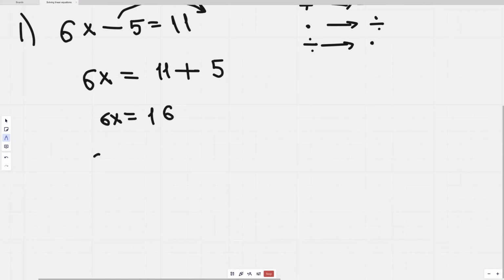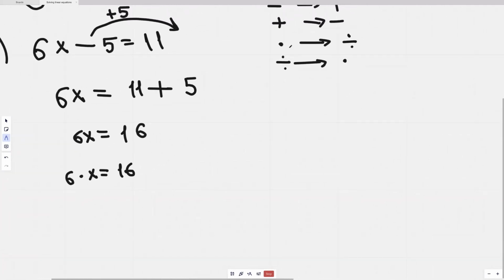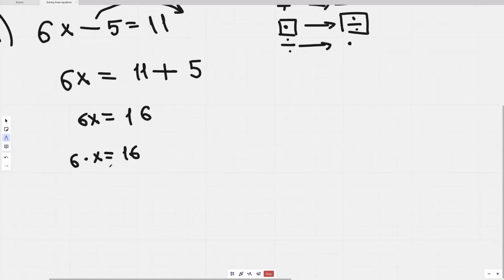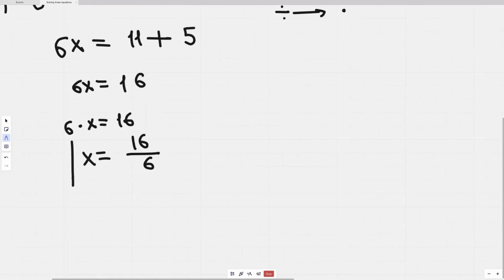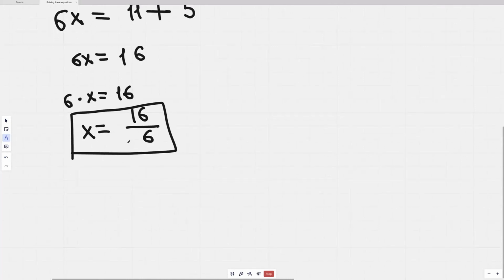Now we know that 6x is equal to 6 multiplied by x, right? 6 times x is 16. From that rule, as I showed you, if we want to move a multiplication from one side to another, it will be changed to dividing. This rule also works here. So x is equal to 16 over 6. This will be our answer, but it's not the final result.